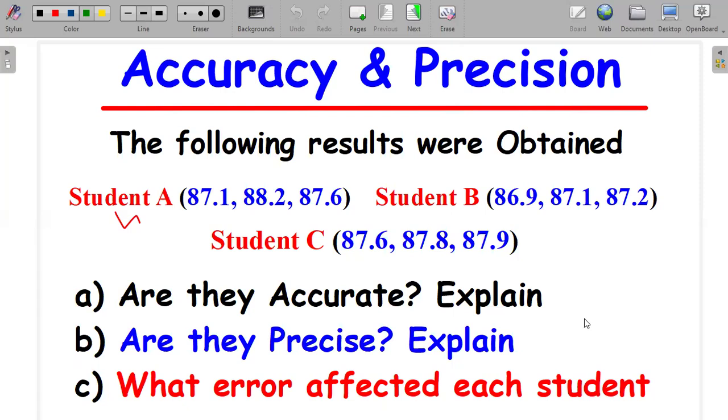All right, so welcome to today's class. We are going to talk about accuracy and precision. We are going to define what accuracy is, what precision is, and how we can tell if certain measurements are accurate and if certain measurements are precise. We are going to start from the definition of accuracy.